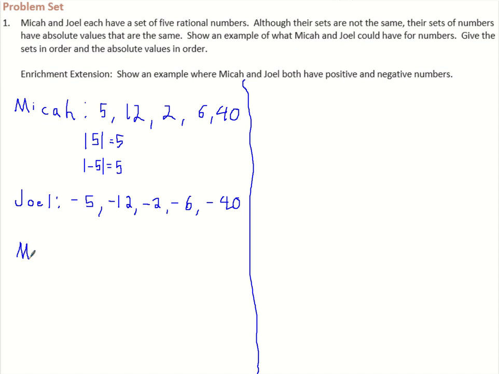I'll write M order to put Mika's in order. And we're going to do it from least to greatest. So my smallest number is going to be 2, then 5, then 6, 12, and 40.